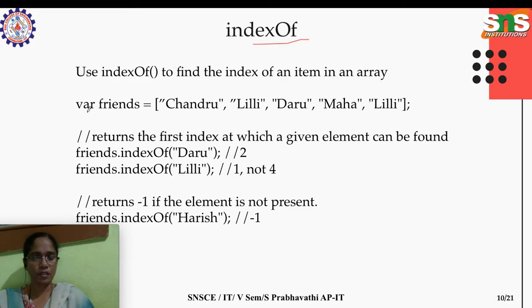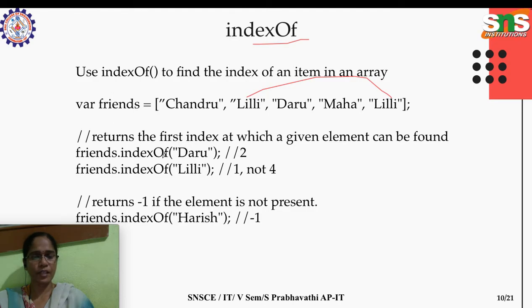So consider the array items of Chandru, Lily, Daru, Maha, Lily again. So Lily is present here 2 times. Just have a note, we will be discussing this 2 time appearance of Lily. So that is an array. Why are we saying so? Because this list of items is enclosed within the square brackets. Okay, and now friends, this variable is an array.